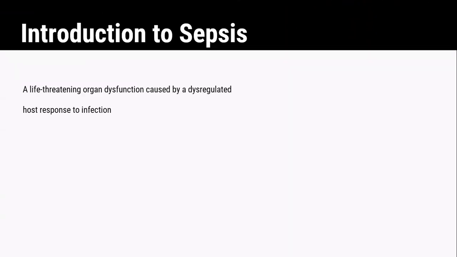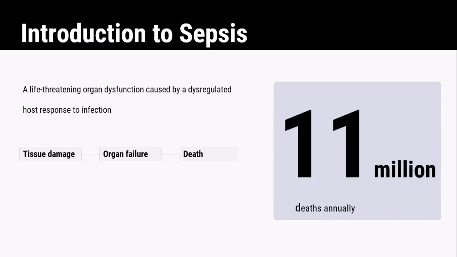Sepsis is a life-threatening condition that occurs when the body's response to infection injures its own tissues and organs. It's important to remember that this condition can escalate very quickly, leading to organ failure and even death if not treated rapidly. Sepsis is responsible for up to 11 million deaths annually worldwide, making early recognition and treatment crucial.